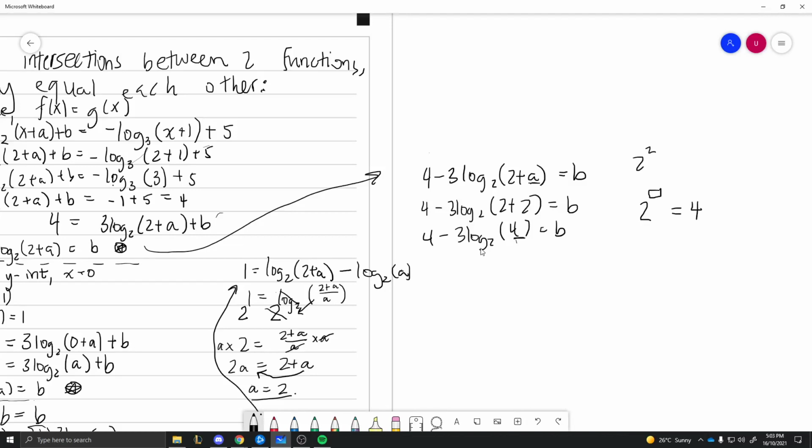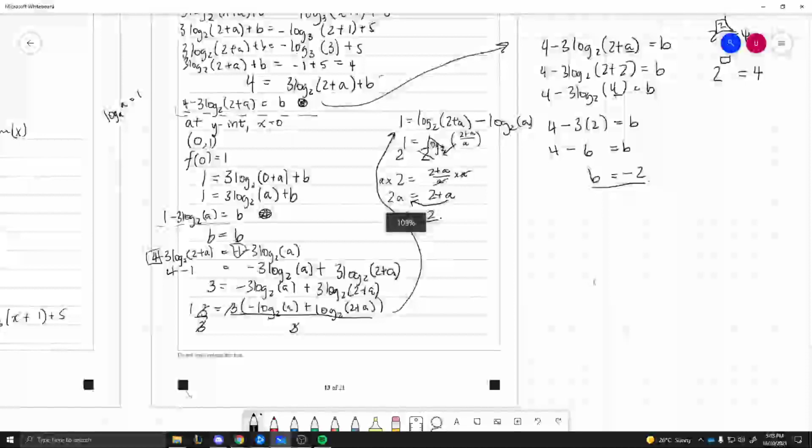But you know that 2 to the power of 2 equals 4, so that is going to be your answer for this right here. So 4 minus 3, and log base 2 of 4 is going to be equal to 2, equals b. 4 minus 3 times 2 is 6 equals b. b equals 4 minus 6, which is negative 2.